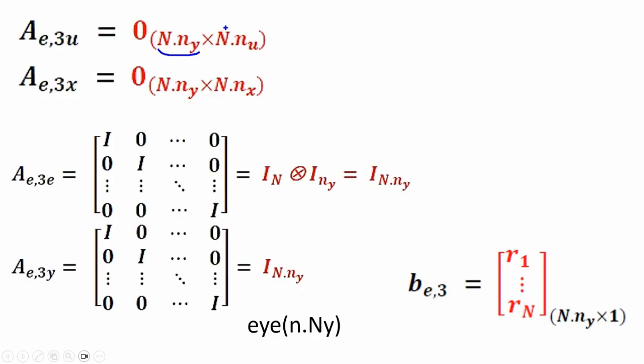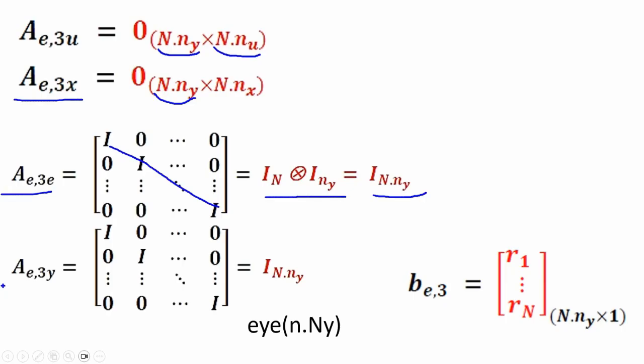And how many columns will this matrix have? This matrix will be multiplied with the u's, thus it will have n times nu columns. In the same way we can write AEX. This denotes the number of rows, this denotes the number of columns. Here AEE is an identity matrix where the diagonal elements are all ones. Using the Kronecker product, this can be written as follows, or simply it can also be written as an identity matrix. But how many rows and how many columns? N times ny rows and n times ny columns, and similarly the AEY matrix is also an identity matrix.